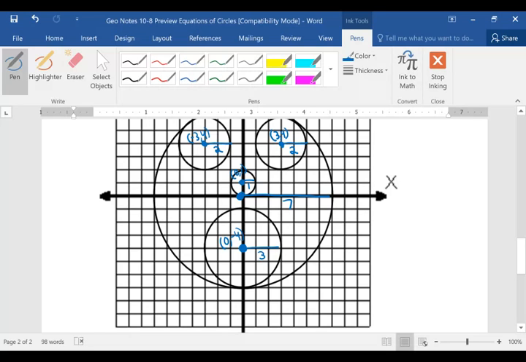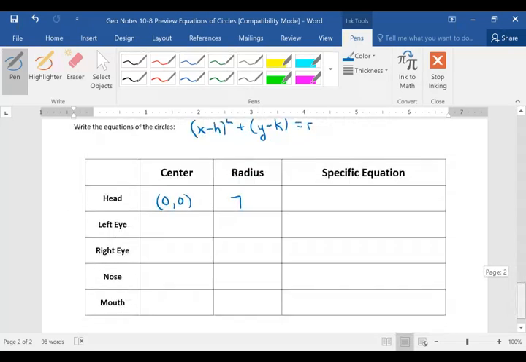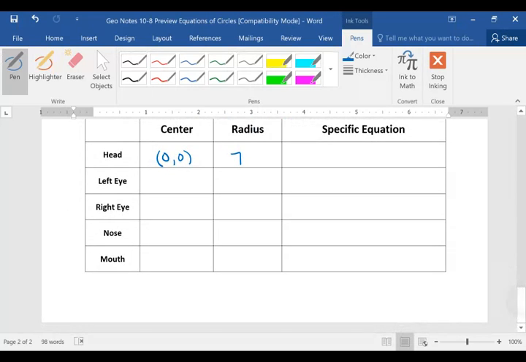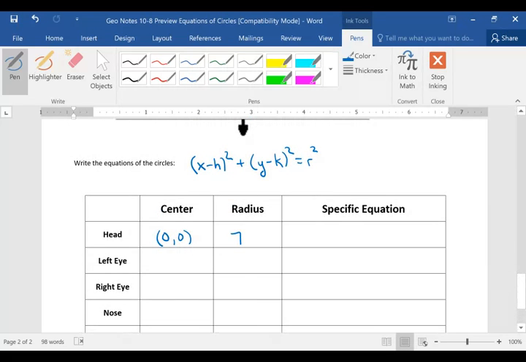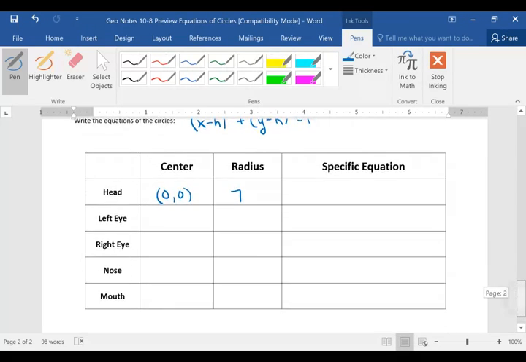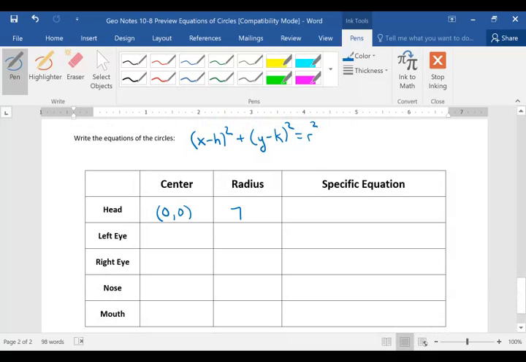So we'll mark the chart with all of those points. So we have 0, 0, and the radius is 7. And then we have our next, the left eye is -3, 4. The radius is 2. The right eye is 3, 4, radius is 2. Nose is 0, 1, radius is 1, and the mouth is 0, -4, and the radius is 3.